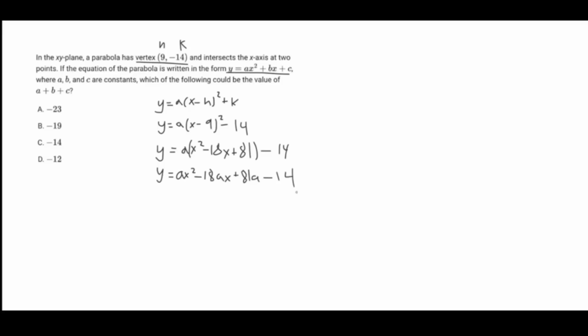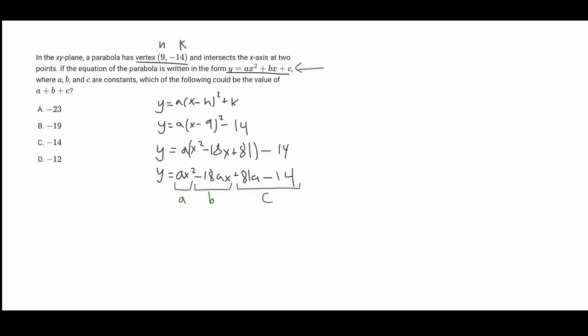All right, so now we have our quadratic equation, right? But the problem is we don't know what a is. So if we don't find a, it doesn't really work out. But do we need to find a really? Well, you'll see in a second. So first off, let's label each part of our equation here. So the ax squared, that is our a value. This negative 18ax, that's our b value in this equation. And then the 81a minus 14 is our c value.